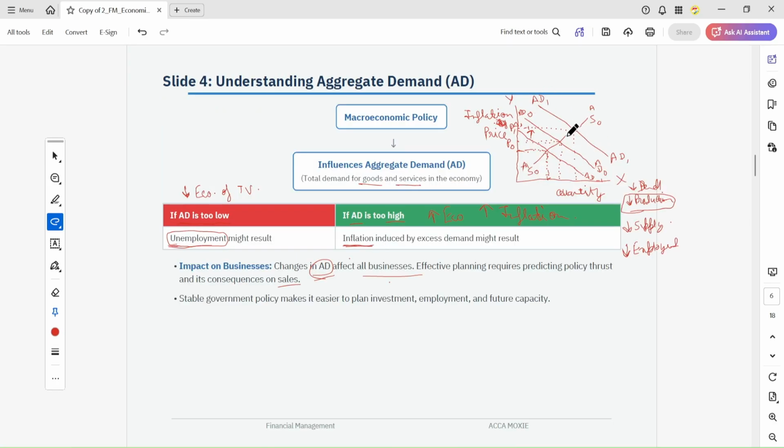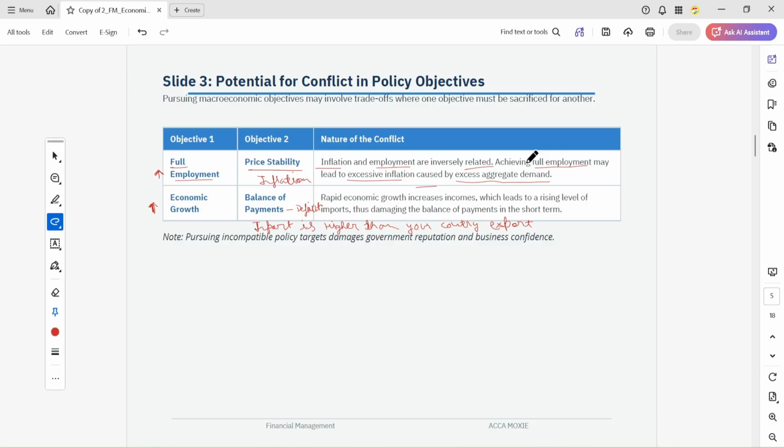When the aggregate demand increases, you have to supply that product, but in the short term you don't have enough factories and enough labor. So in order to fulfill the demand, you have to import that product from an outside country.